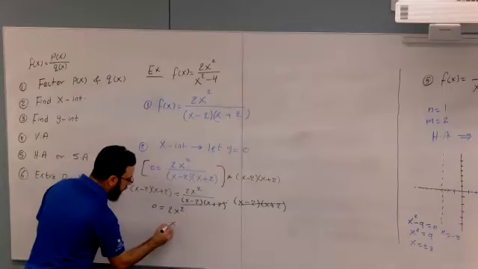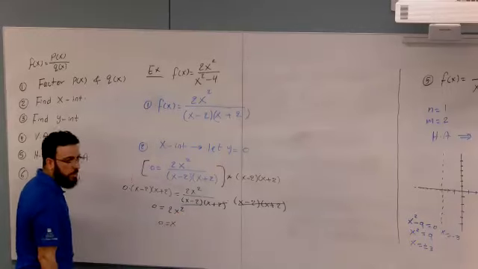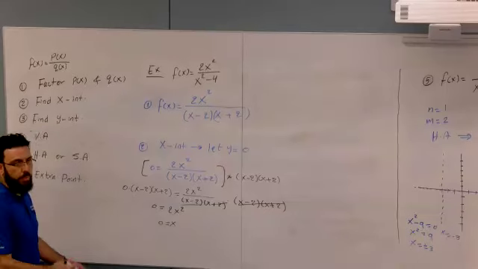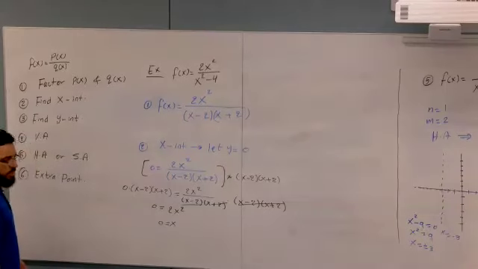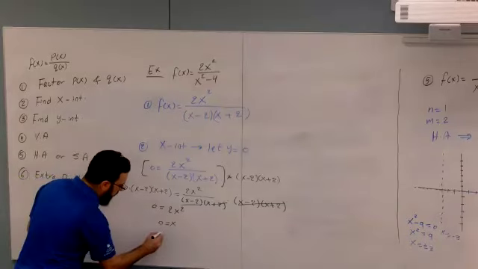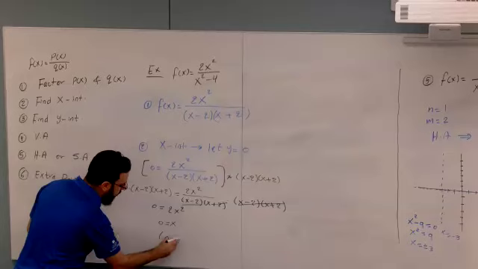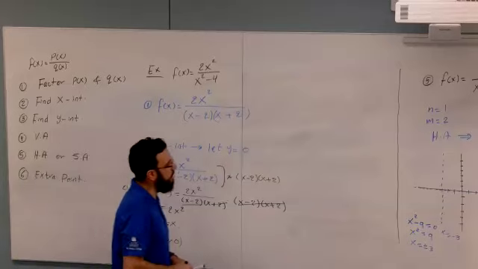That means 2x squared is equal to 0. You can divide both sides by 2, so x squared is going to be 0. Take the square root of both sides. So x is going to be 0. That means the x-intercept is (0, 0). We're done with step 2.